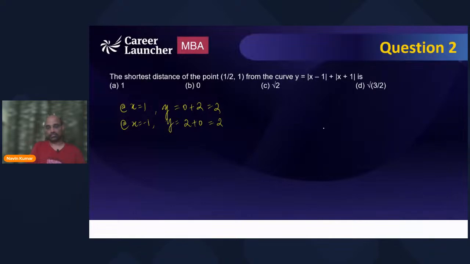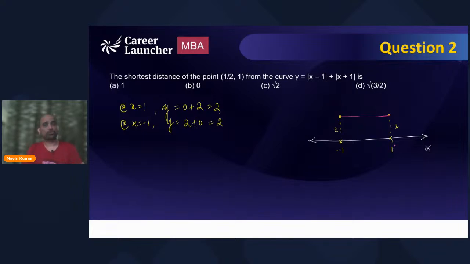So let's draw the graph. So this is the x-axis. And at -1, y is 2, right? So this is 2 units. And at 1 also, this is 2 units, as in the y height is 2 units. Now what we can do is join these points using a straight line, and continue beyond 1 and beyond -1.